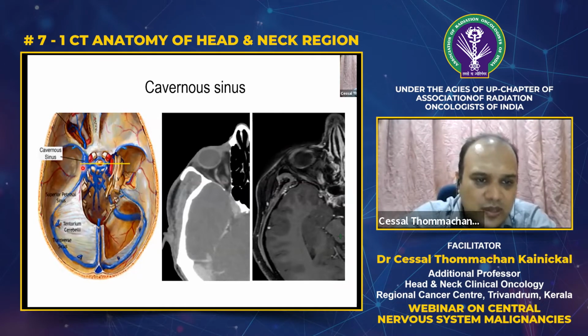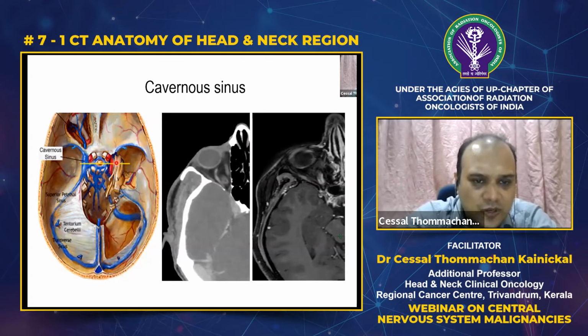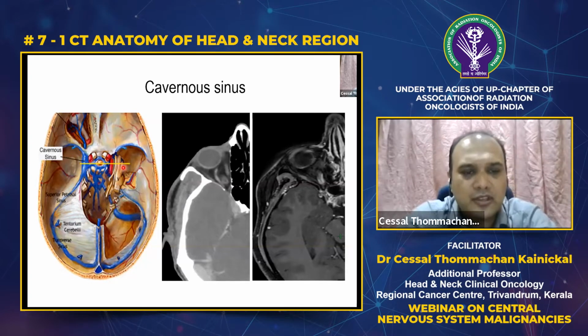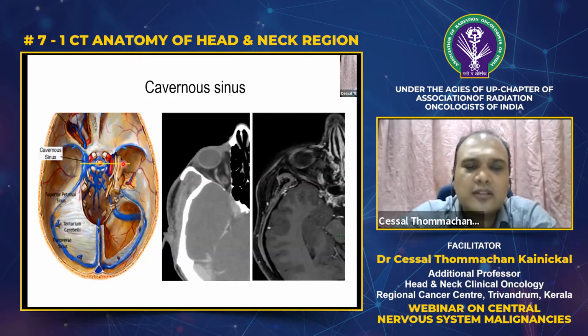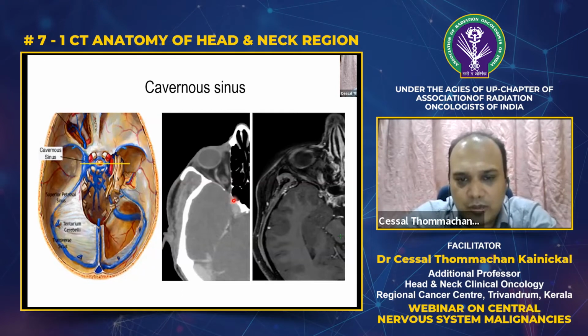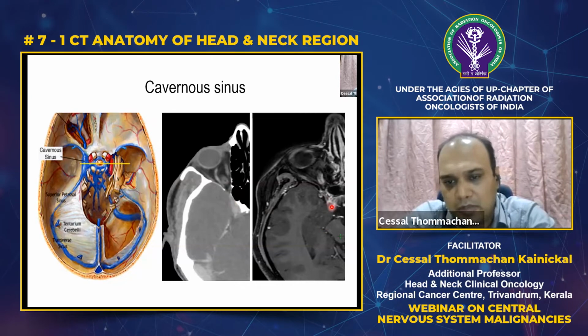This is the cavernous sinus. The superior ophthalmic vein drains into the cavernous sinus. On this side, you then have the nerves here. When the cavernous sinus is involved, this is the area you come out. This is the internal carotid artery. You see it in a CT scan, you see it in an MRI like this.